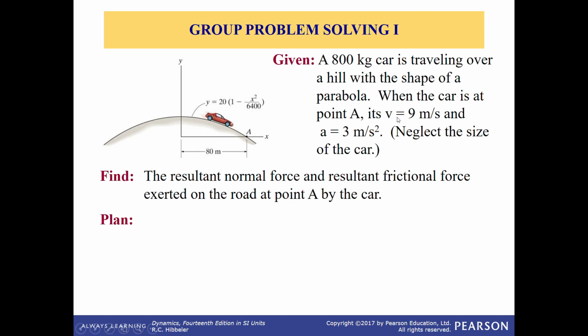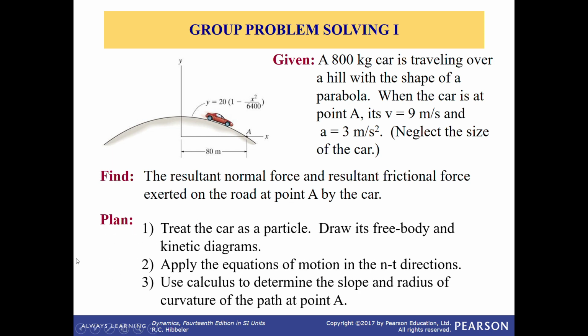its velocity v is equal to 9 meter per second and a equal to 3 meter per second squared. You can just neglect the size of the car because we can treat the car as a particle, as long as we know the mass of the car. You need to find the resultant normal force and the resultant frictional force exerted on the road at point A by the car.